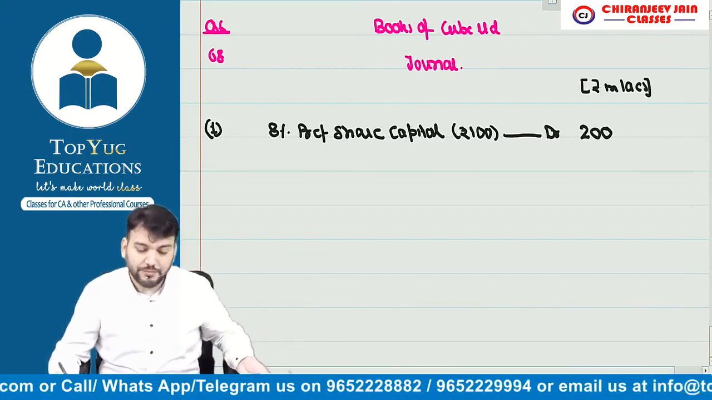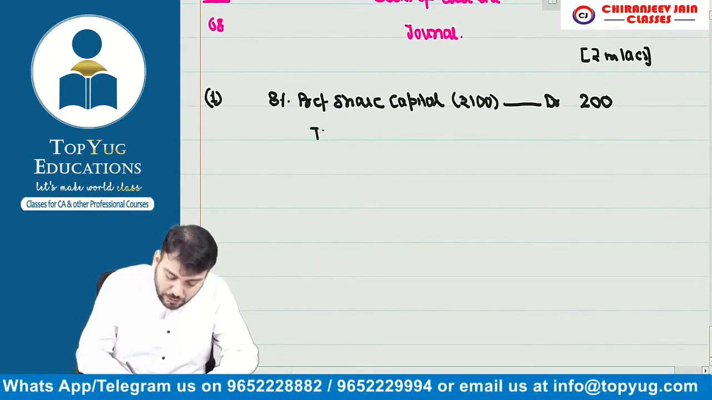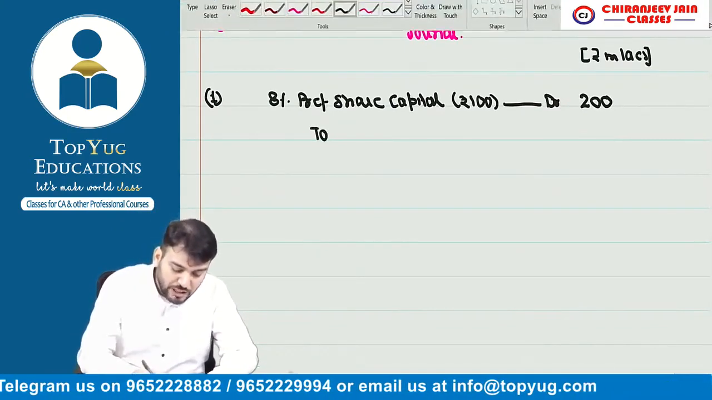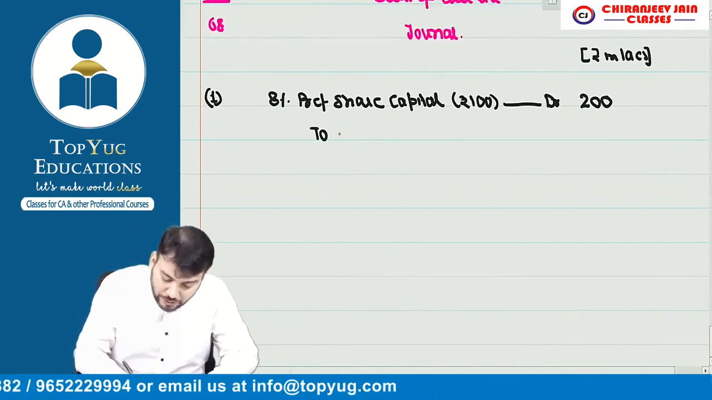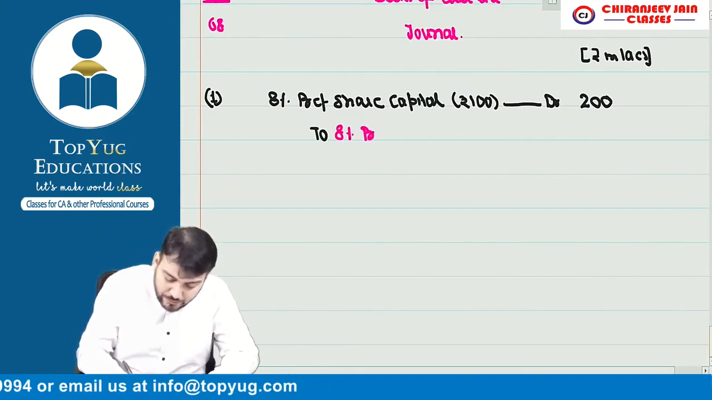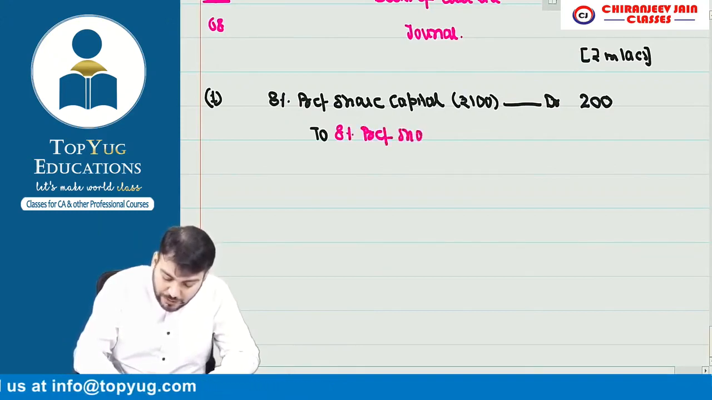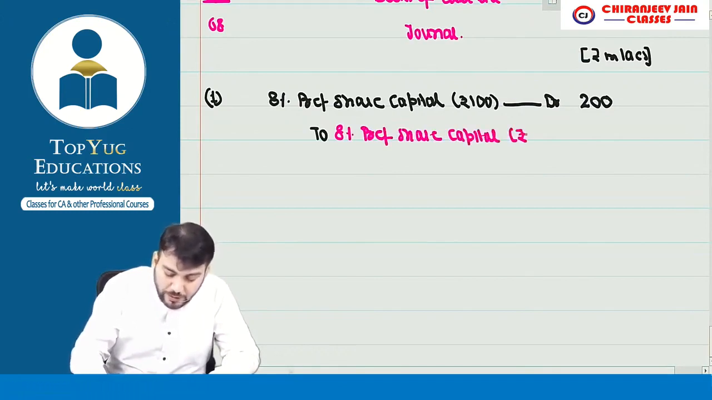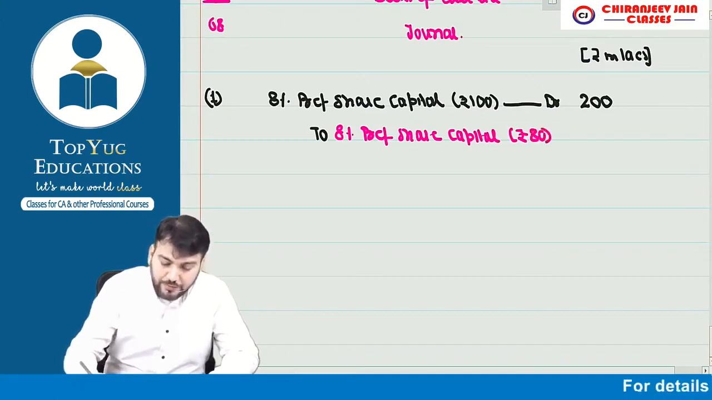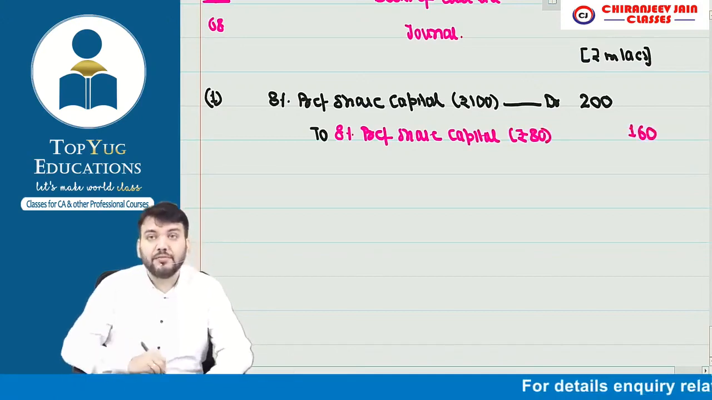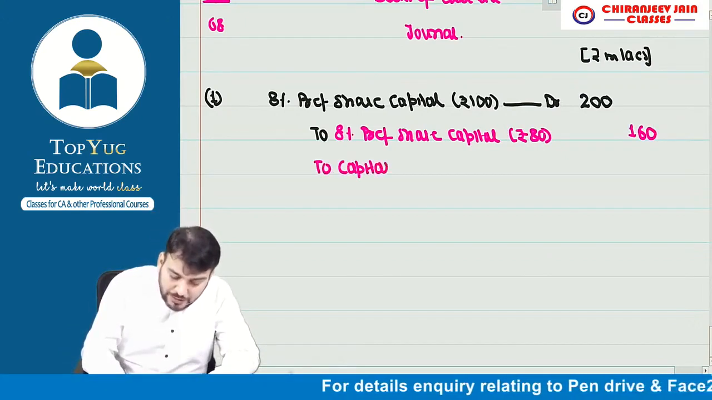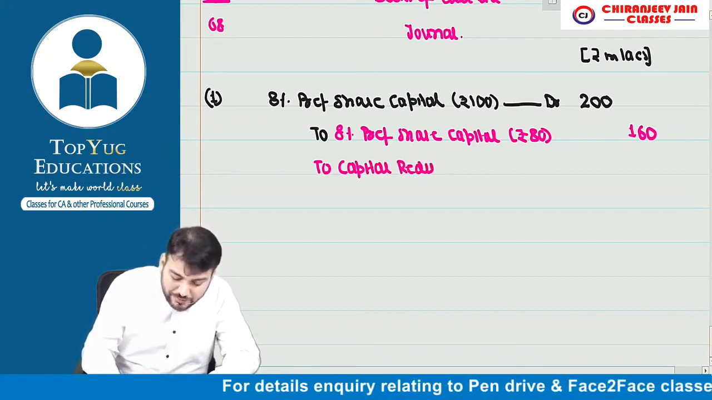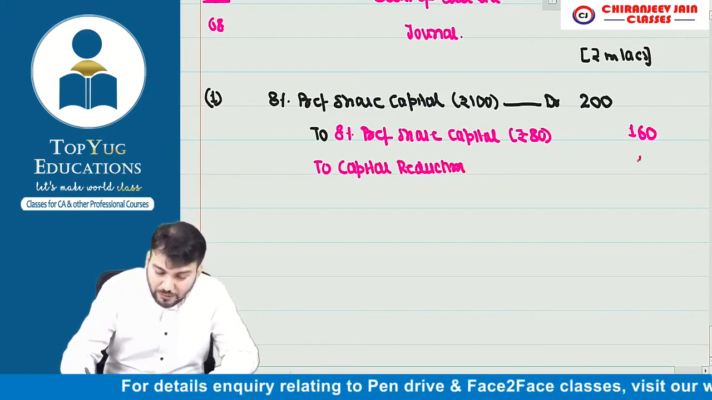Yes sir. So it will become 2. There is no change in the rate of dividend. We will write 2, 8% preference share capital. Now it will be rupees 80, so this will be 160 lakh. The balance will be transferred to which account? To capital reduction. Now I will not write the journal entry. Journal entry is homework. So it will be 40 lakh.